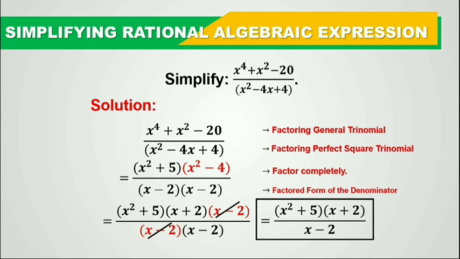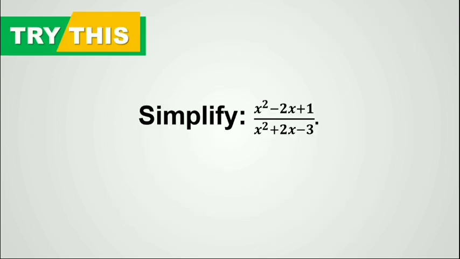Alright? So, that's just basically how you simplify rational algebraic expressions. Now, this time, I want you to try this one. Try this by your own. Simplify x squared minus 2x plus 1 all over x squared plus 2x minus 3.